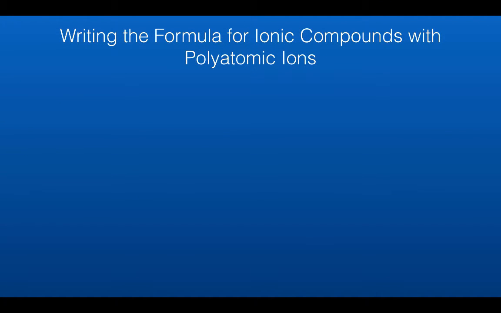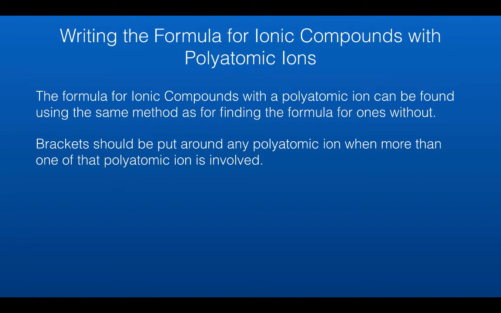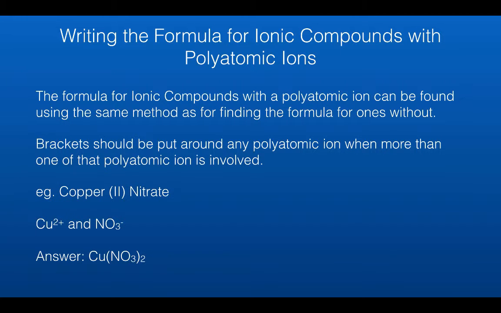Writing the formula for ionic compounds with polyatomic ions. The formula for ionic compounds with a polyatomic ion can be found using the same method as for finding the formula for ones without. Brackets should be put around any polyatomic ion when more than one of those polyatomic ions are used. For example, copper-2 nitrate. The ion for copper, in this case, is Cu2+, and there's nitrate, which is NO3-. When you use the swap and drop method, you find out you need 2 nitrates.